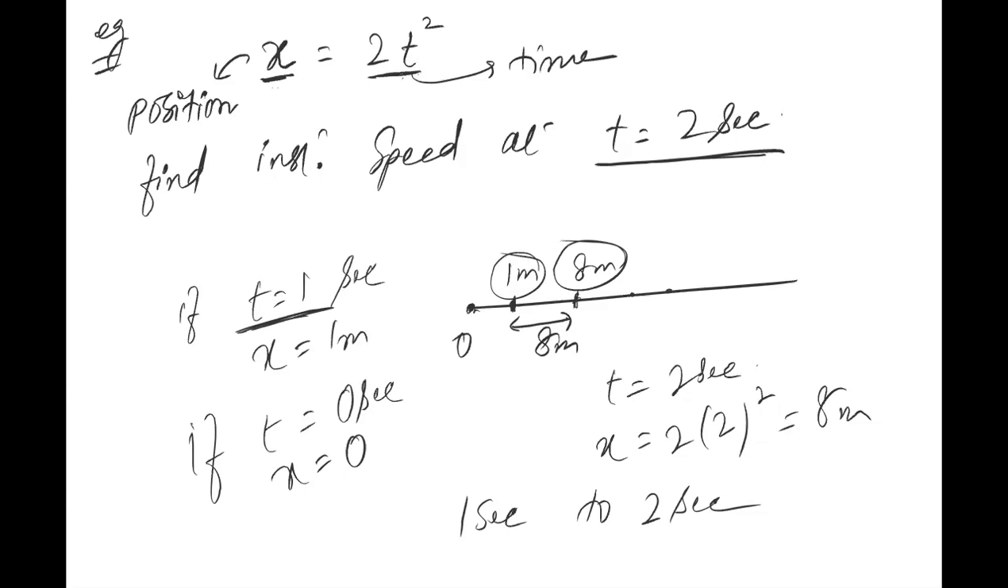Did you understand what I am saying? In the first 1 second, it has covered some distance. In the second 1 second, it has covered more. This means that in every 1 second, particle is not covering the same distance, rather it is covering different distances.